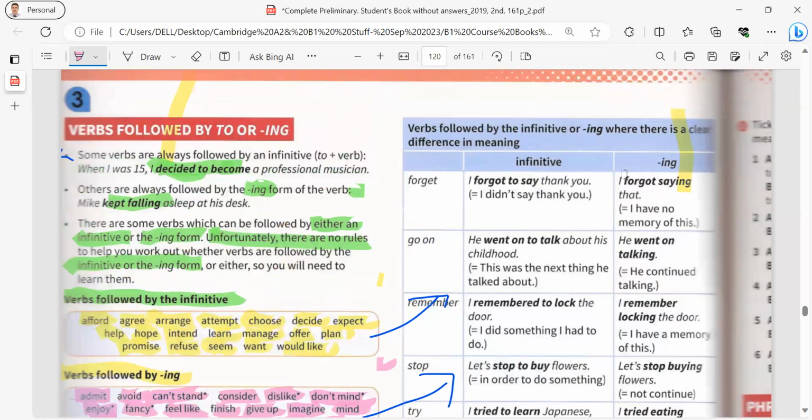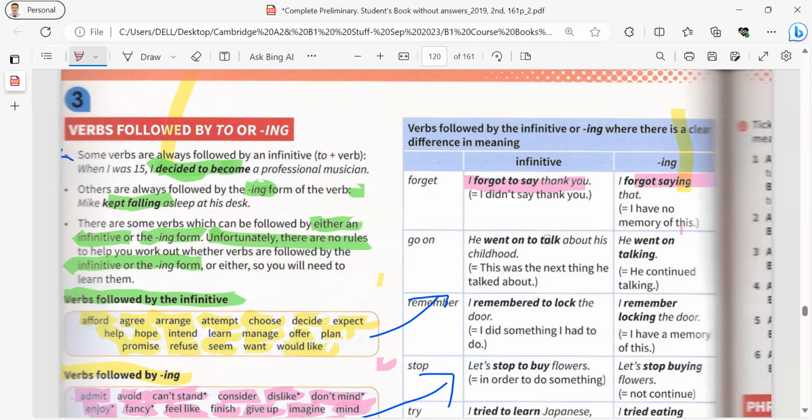Here we have more examples. I forgot to say thank you. Someone says "I forgot to say thank you." What does it mean? I didn't say thank you. But if "I forgot saying that", I have no memory of this. Okay, what does it mean? "I forgot saying that" means he can't remember, doesn't have any memories about it. Exactly. Another one.